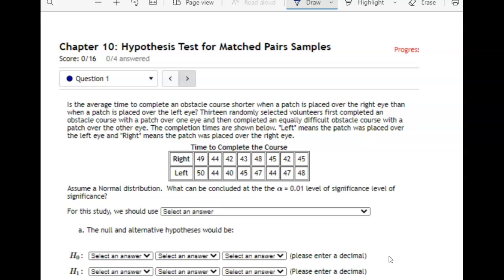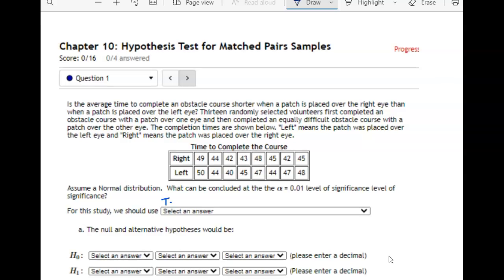And right means the patch was placed on the right eye, left means the patch was placed over the left eye. The important thing is that it's the same participants. So it's not two independent groups, it's dependent, it's matched pairs, right? So assume it's a normal distribution. What can be concluded at the alpha 0.01 level of significance? All right, so for this one, we're going to use a t-test for matched pairs.